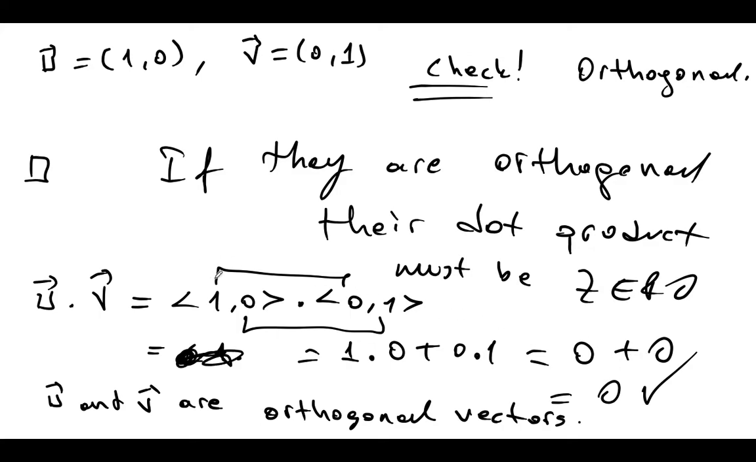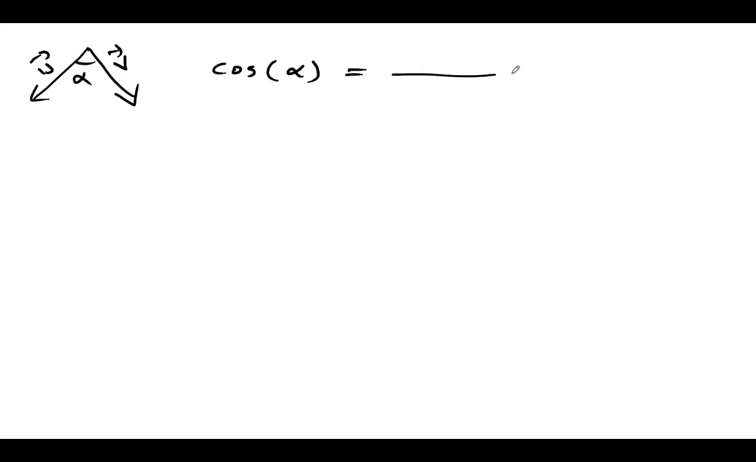So let's talk about this. There is one rule. For example, if this is vector u and this is vector v, and this is angle alpha, let's say, how can I find the angle alpha? So the rule is this: cosine of alpha is equal to the dot product of u and v over the length of u times the length of v.